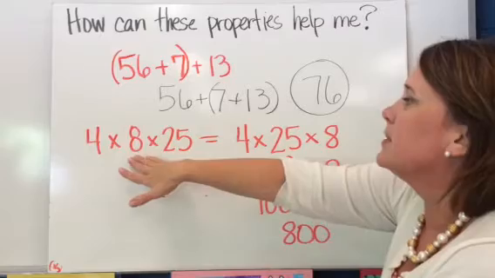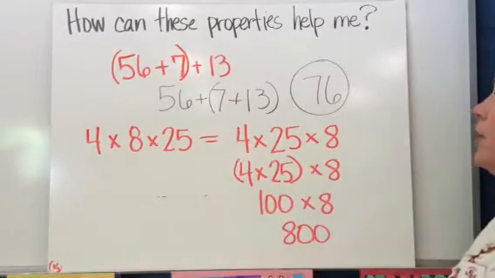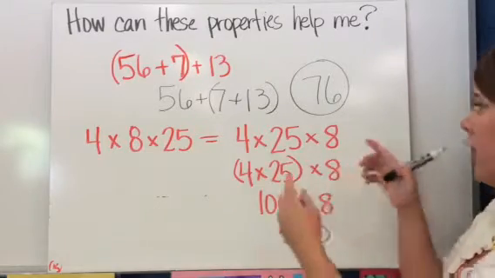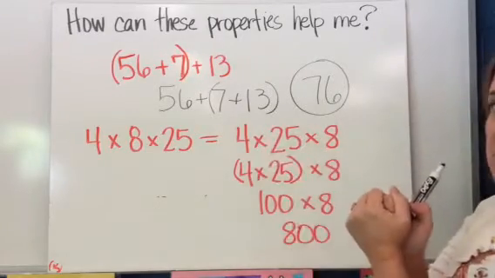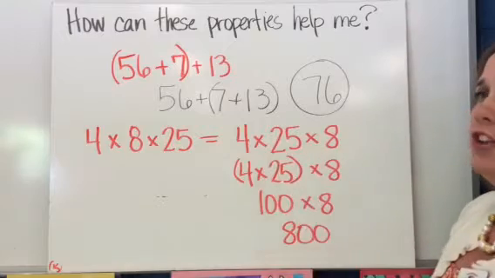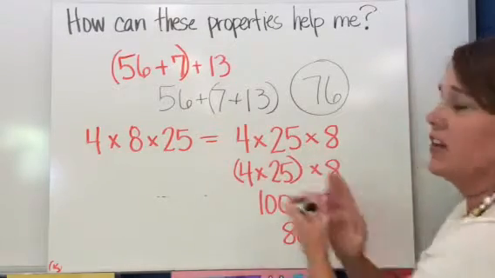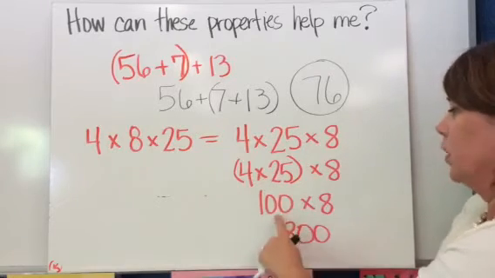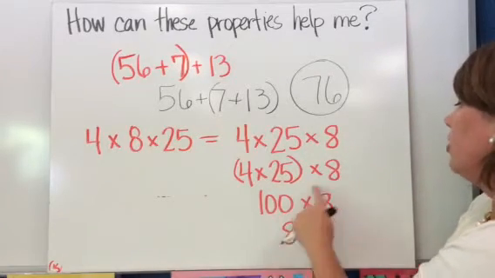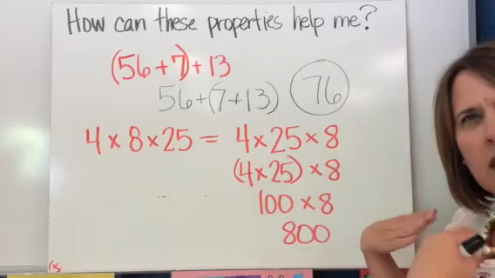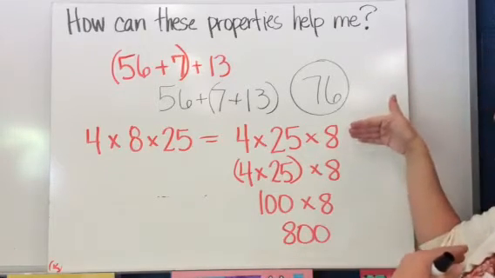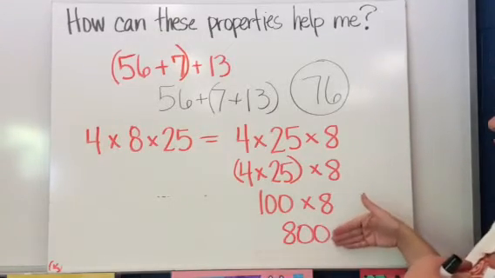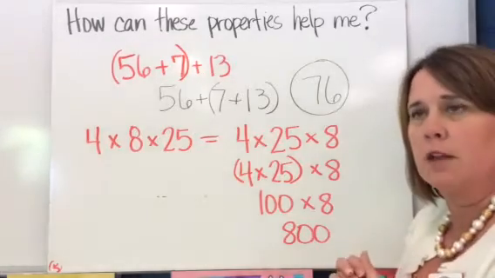Here we have 4 times 8 times 25, and I've rewritten it as 4 times 25 times 8. That's commutative. I've flip-flopped some of the numbers. It doesn't change the value because these are both multiplication symbols. And then I can group things that are compatible together. I know that 4 times 25 is 100, and 100 times 8 is 800. And so some of that I did in my head. So I used both the commutative property here and the associative property here to solve this problem and to do a lot of it in my head.